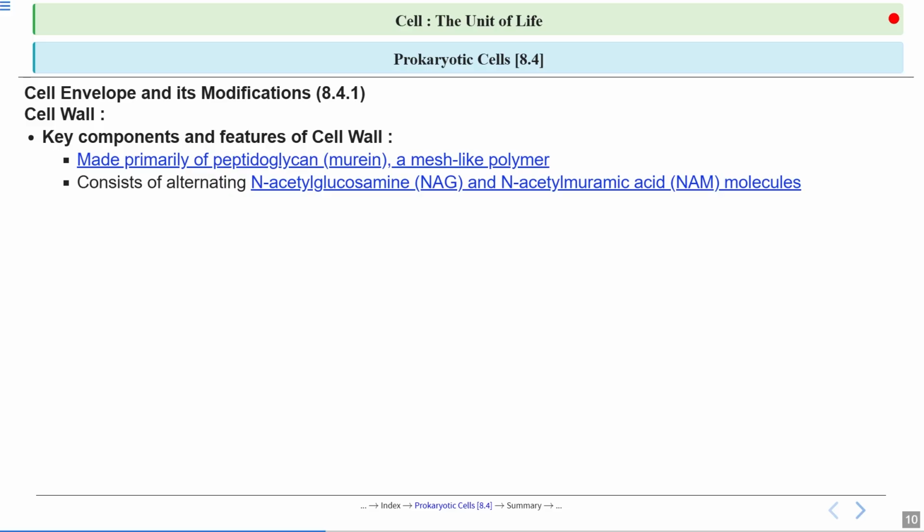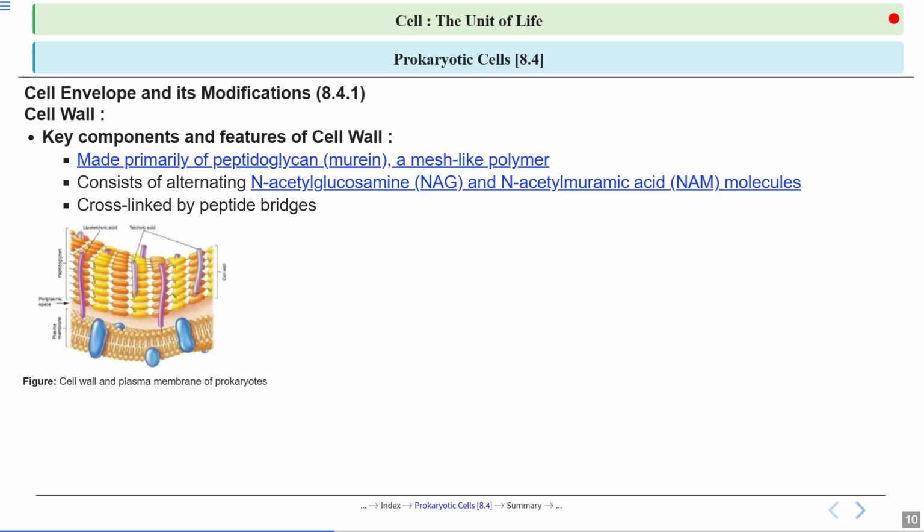Peptidoglycan is a unique polymer which is found in the cell wall of most bacteria. And what is the function of this peptidoglycan? It provides structural support and helps the cell withstand internal osmotic pressure. Clear? Peptidoglycan, as we have discussed, is a mesh-like structure made up of NAG and NAM. Now this NAG and NAM are cross-linked by peptide bridges.